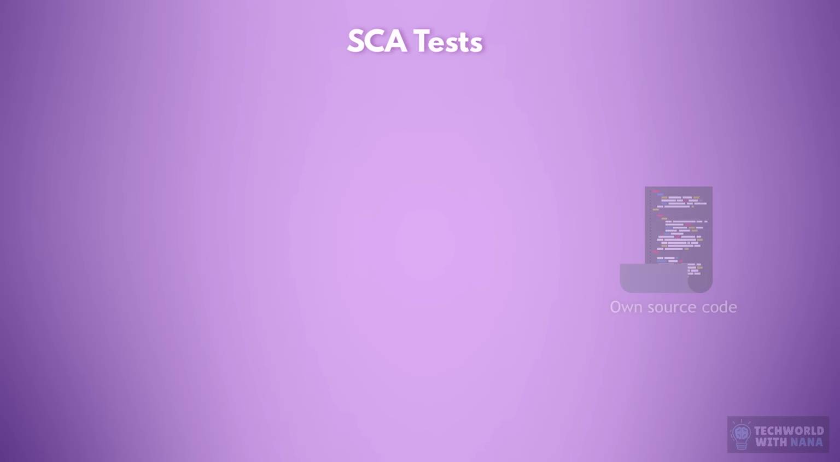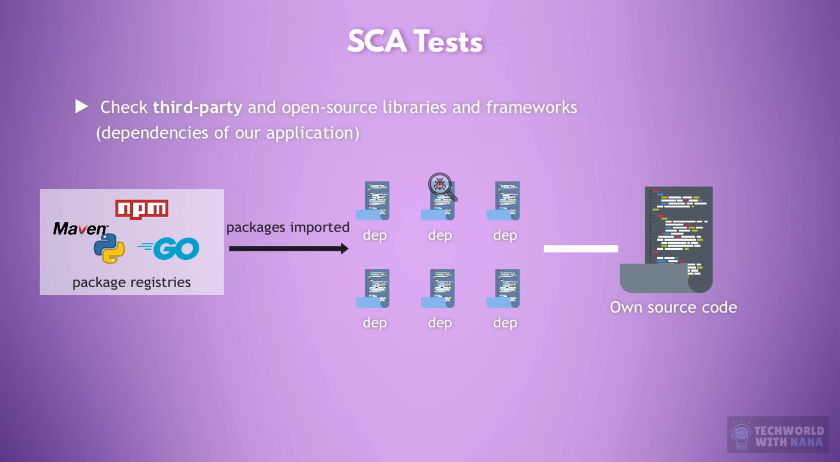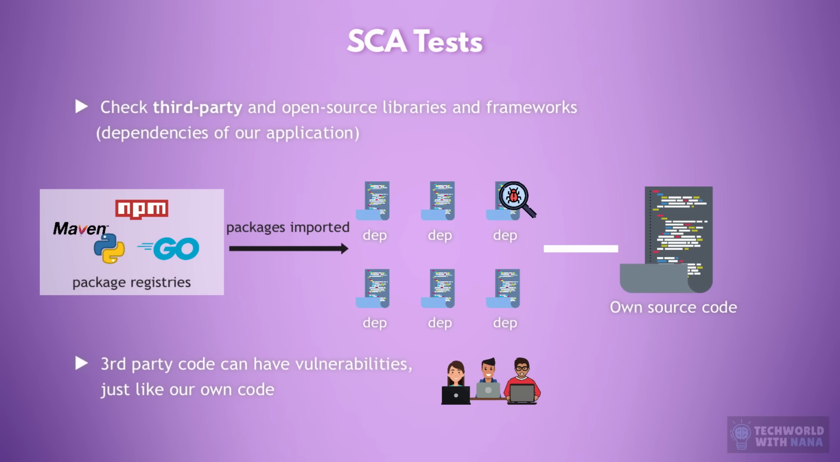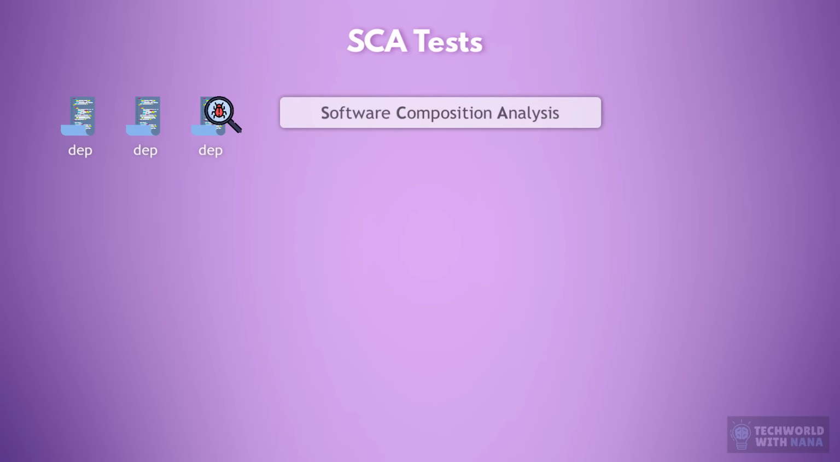Now, apart from our own code, we also want to check whether the code from other people that we use in our application has any such issues. Like libraries, frameworks that we're using as dependencies, they are code as well, right? That other engineers wrote. So those engineers may also write insecure code just like our engineers. And this is called software composition analysis, or SCA.